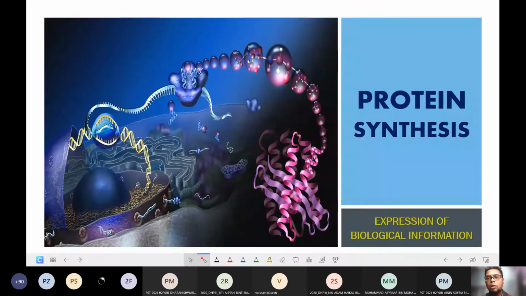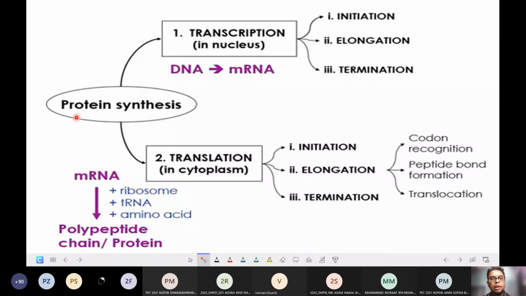Today we will go into the subtopic which focuses on protein synthesis. Basically, protein synthesis consists of these two major processes. One will be transcription, which focuses on the copying of genetic information of the DNA, and this will produce the mRNA.